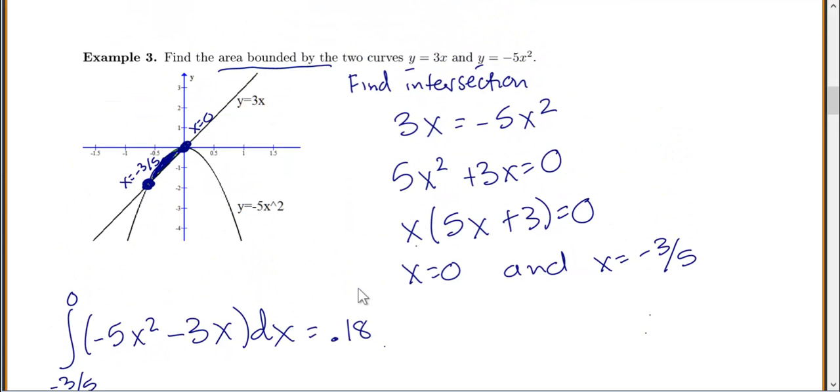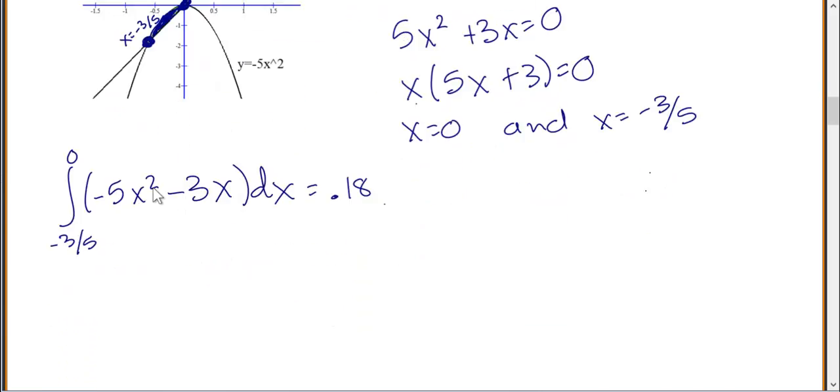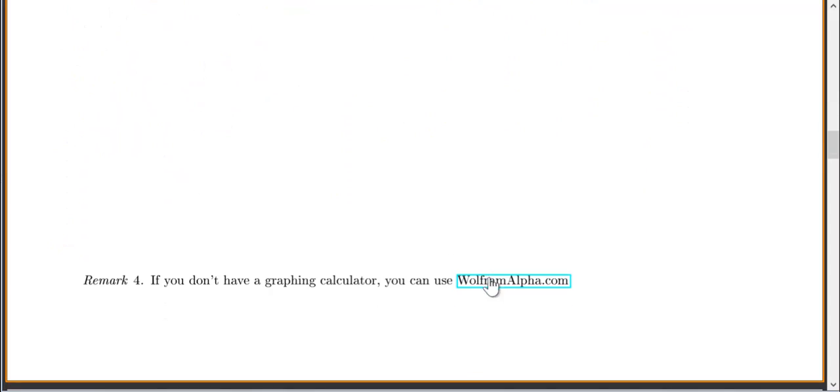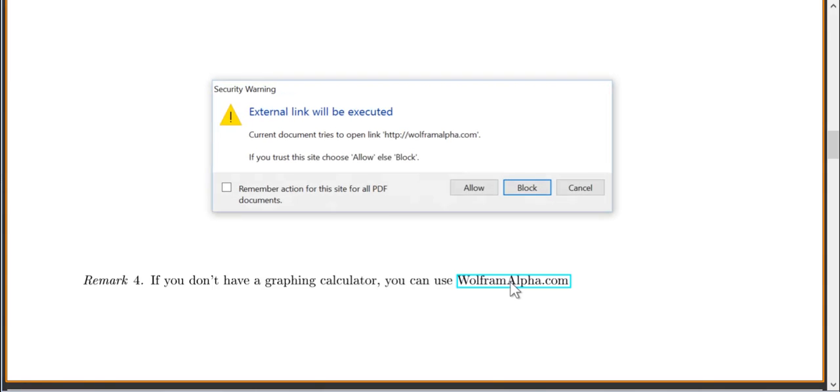Now again, we mentioned how it's good to graph these out. So when I graphed it, I had an idea of, okay, they intersect each other, they're bounding it, I need to look for my limits of integration, I could eyeball about what they might be. So if you don't have a graphing calculator, you can go use wolframalpha.com, and let me show you how this works.